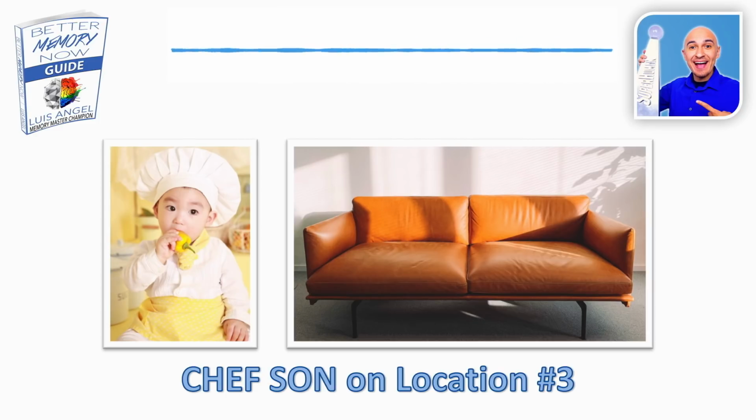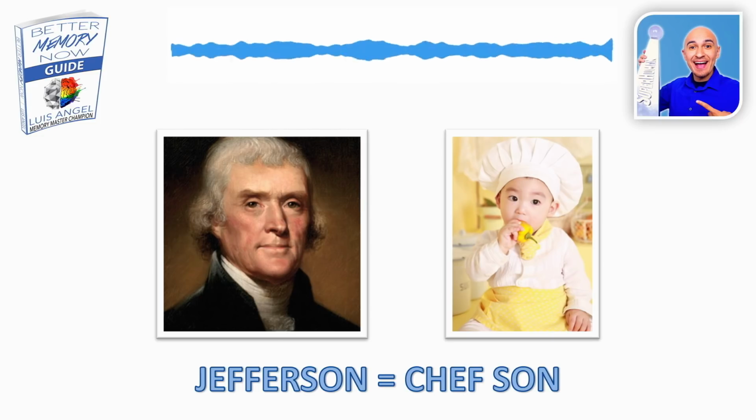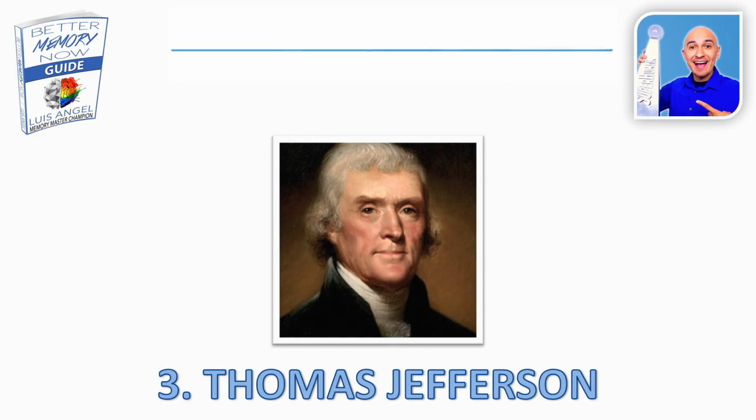Or he possibly just starts throwing cake on the sofa. He's a little chef's son, a mischievous chef's son. And he starts putting cake all over that sofa and licking it. Again, add as many senses as you can to this. Then we take that image, translate it back into what it represents. In this case, Thomas Jefferson for chef son.